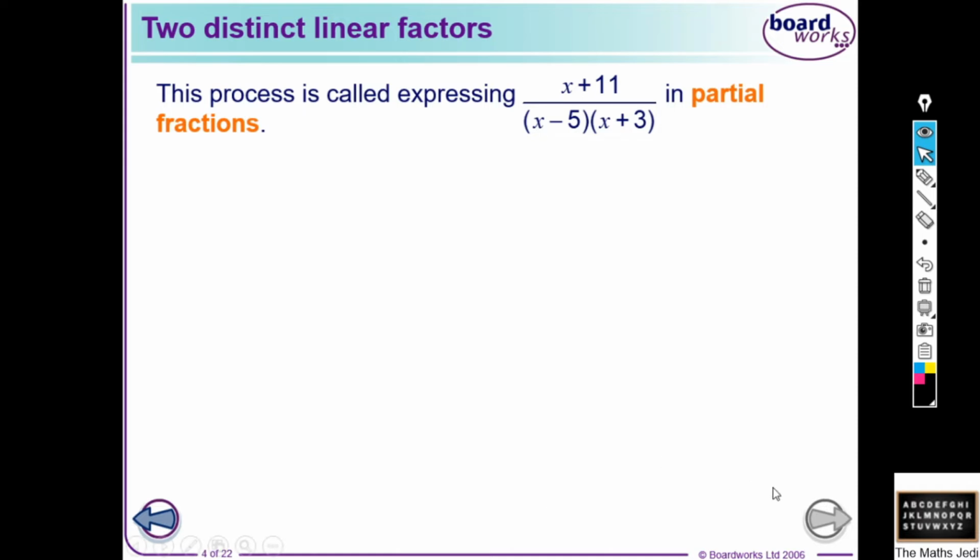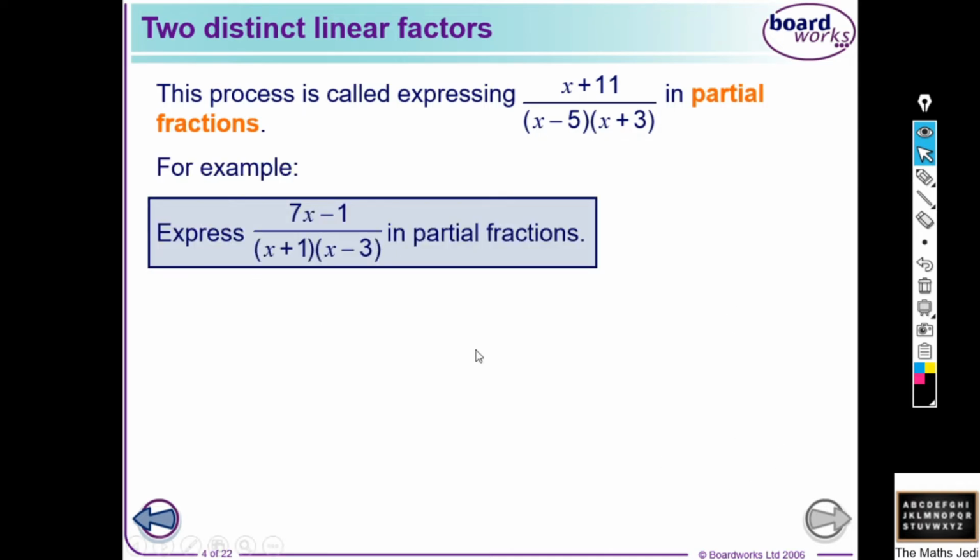We're going to look at an example. We're not going to look at this particular example, but we are going to look at another one. We're going to look at this example, 7x minus 1 over (x plus 1)(x minus 3). Now I'm going to refer to this previous example just a little bit, just to have a bit of cross-referencing so you can understand what's going on.